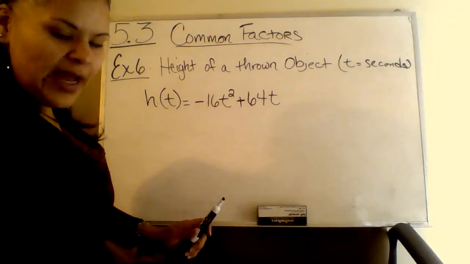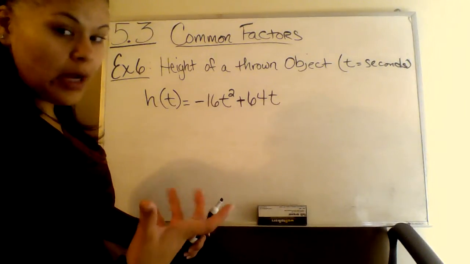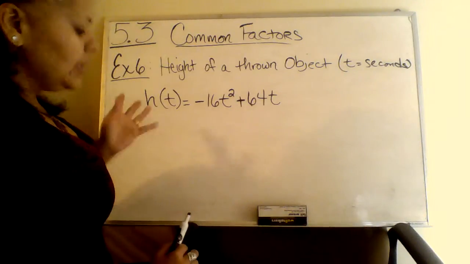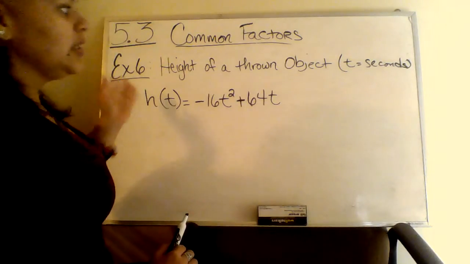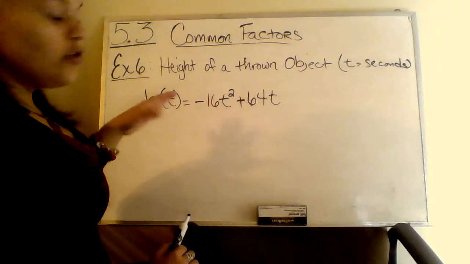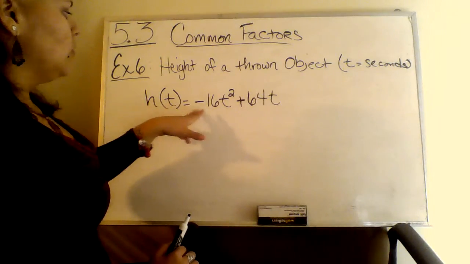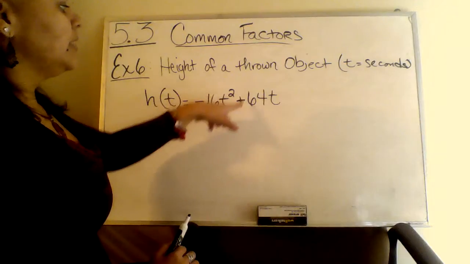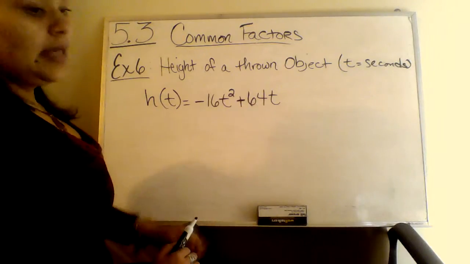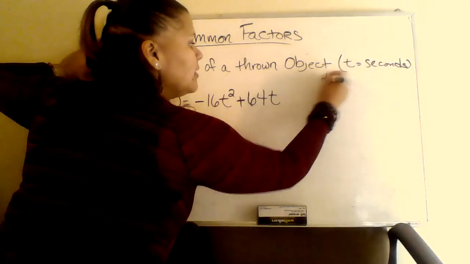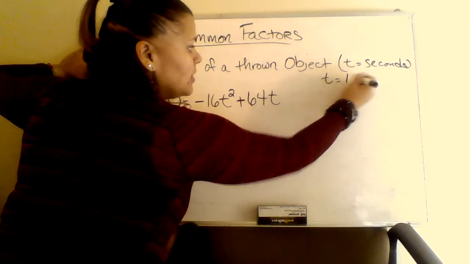Now we're going to do a little factoring as well when you're given a word problem and it talks about the height of a thrown object. So let's say you had a ball that was being thrown from a certain distance and you're given an expression that looks like this. You have h of t equals negative 16t squared plus 64t. Now you have all this information, and then later on they'll tell you that t is, let's say, 1 second.